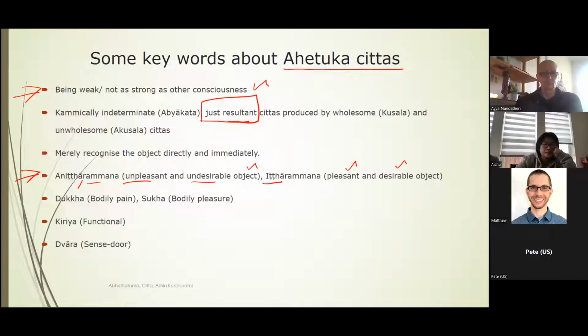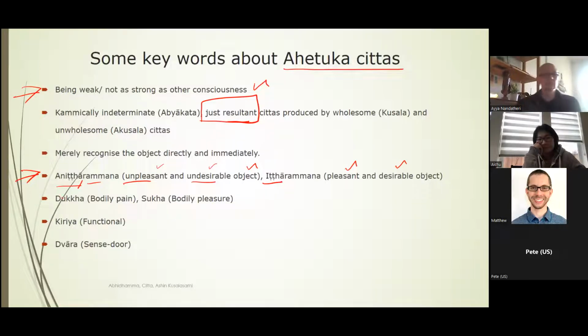Nowadays, you can see a lot of unpleasant and undesirable objects, like in Myanmar, in Ukraine, and everywhere in the world. There are a lot of unpleasant and undesirable objects. This is called Anattaramana. So here we are teaching and learning the Abhidhamma and talking about good things, talking about the good mind, wholesome and unwholesome. This is a pleasant and desirable object. So this is called Ettaramana.